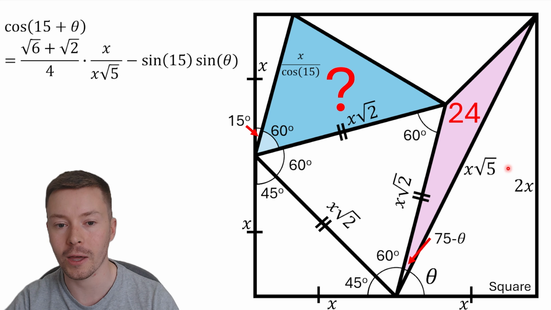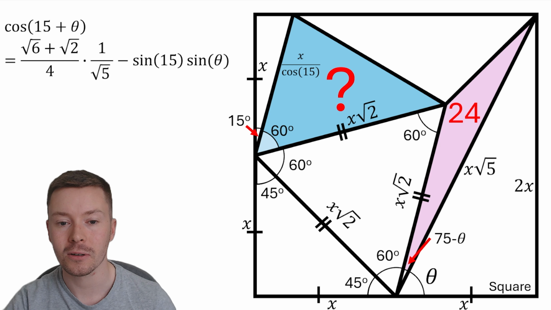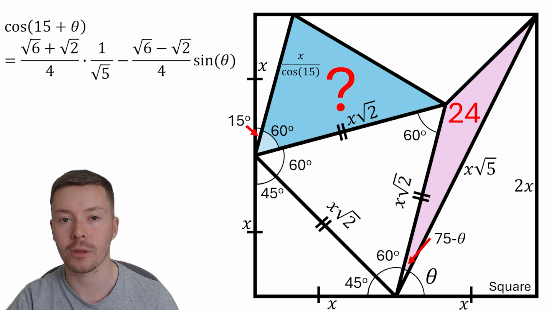Okay, so what I'm doing there is, well, cos theta is adjacent over hypotenuse, so I'm doing x over the hypotenuse, which is x root 5. I'm then going to simplify that first, sorry. Then I'm going to replace the sine 15 with root 6 minus root 2 over 4. And then I'm going to substitute in for sine theta.